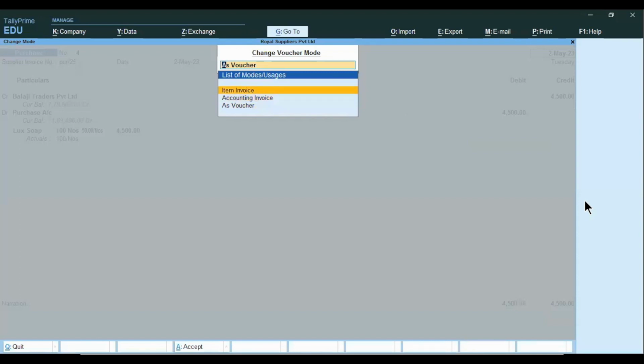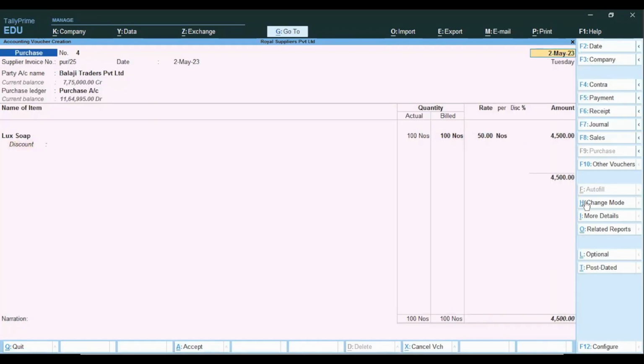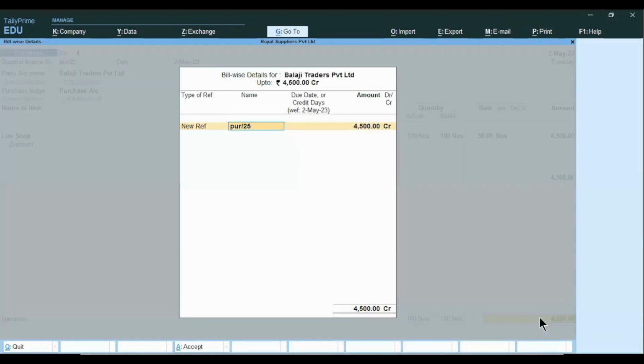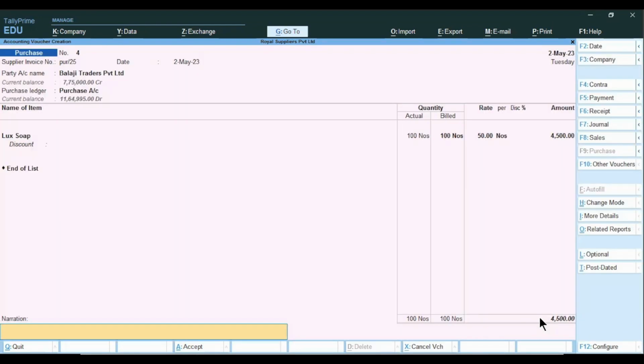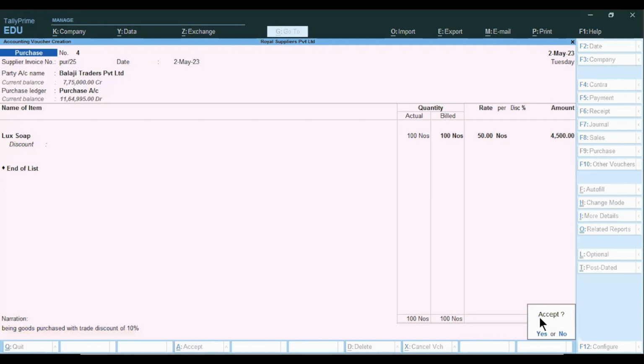We can enter the trade discount. So for entering trade discount, we can use this feature. So give narration and press enter, being goods purchased with trade discount of 10%, whatever. So this is how we can enter the invoices along with the trade discount.